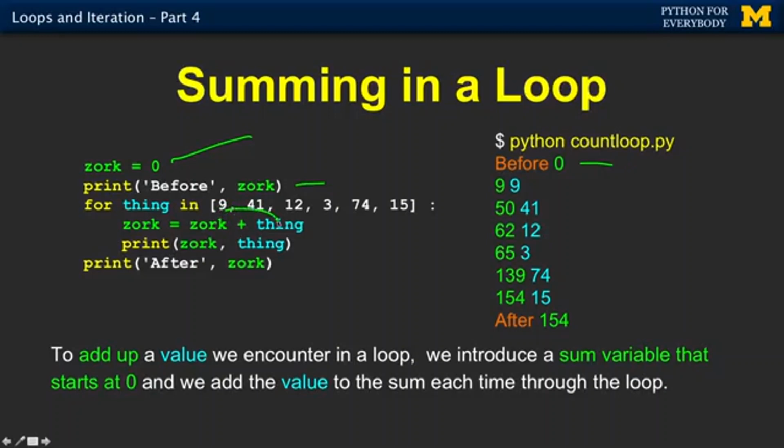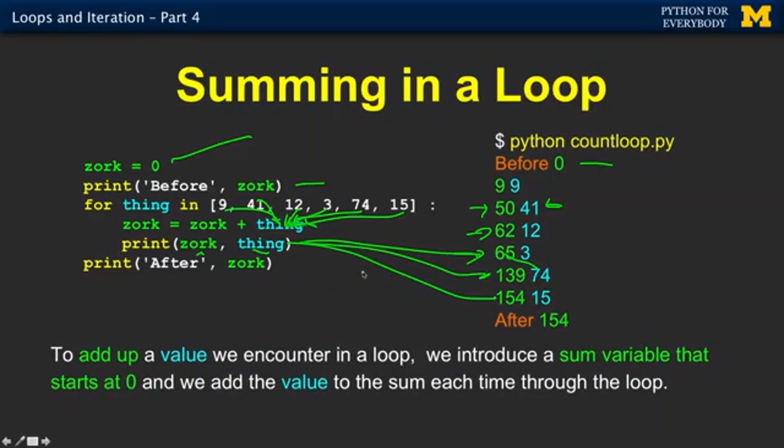Now 9 comes out. 0 plus 9 is 9, so the running total is 9, and 9 was what we looked at. Then 41 comes in, we take 9 plus 41, the running total is 50. Then 12 comes in, 50 plus 12 is 62, so that's our running total. Next we get 3, 62 plus 3 is 65. Then we get 74, so 65 plus 74 is 139. We go and do the last one, 15. 139 plus 15 is 154.